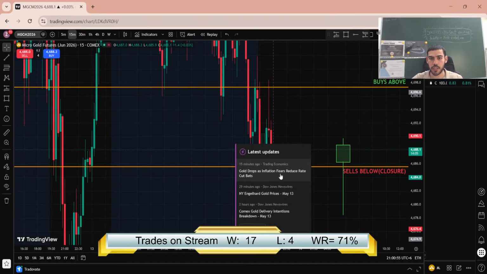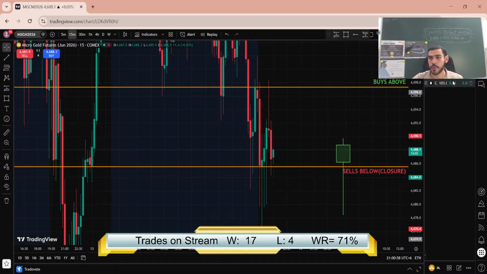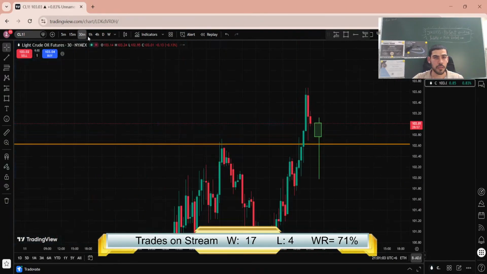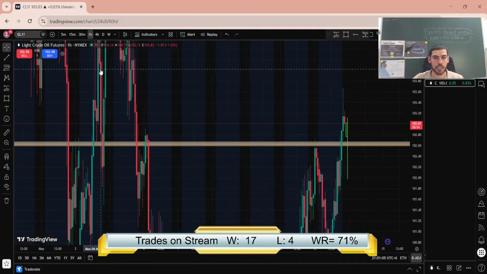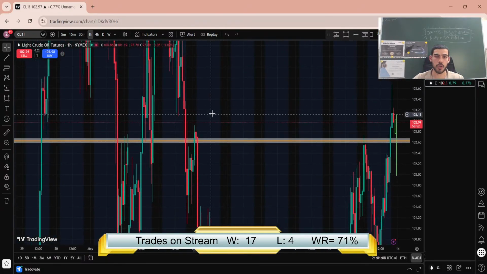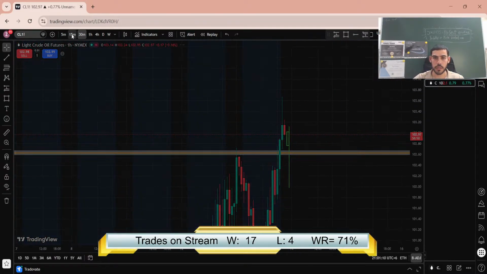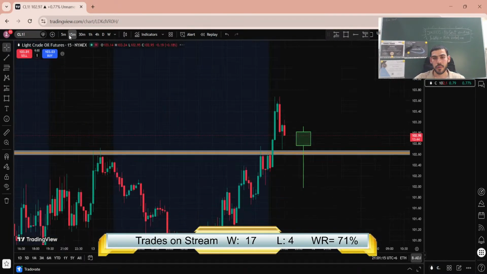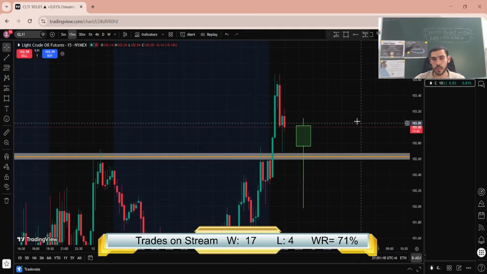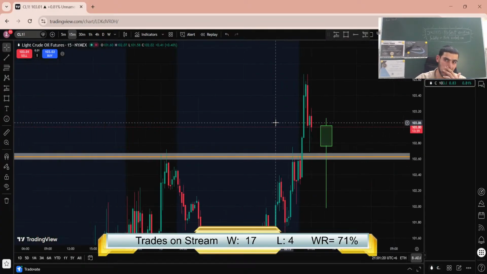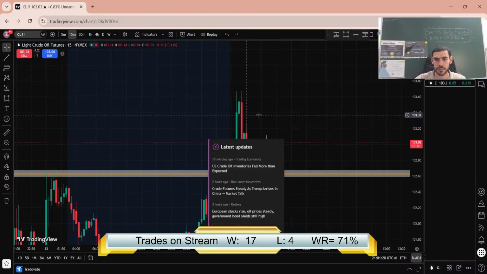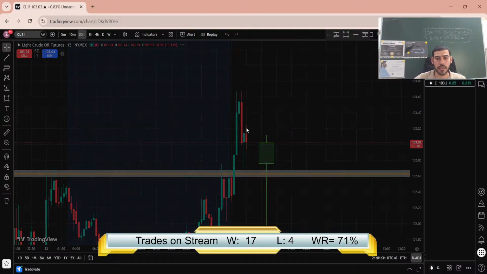Gold drops as inflation fears reduce rate cut pace. Yeah, I think that's why gold is dropping, because it's a little bit strong actually. We have a strong USD, strong dollar. That's why gold is dropping right now. Yeah, so I was actually looking for something like this, but not this candle, man. This candle has no top wick. It has no top wick.